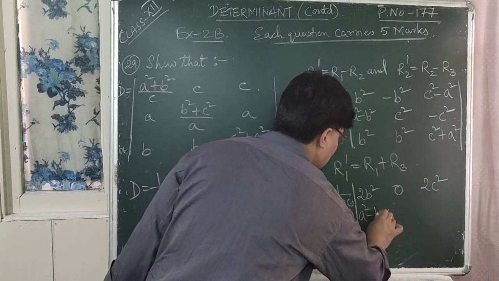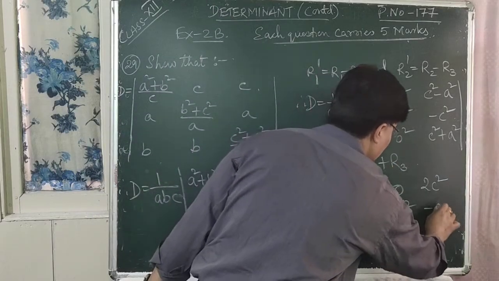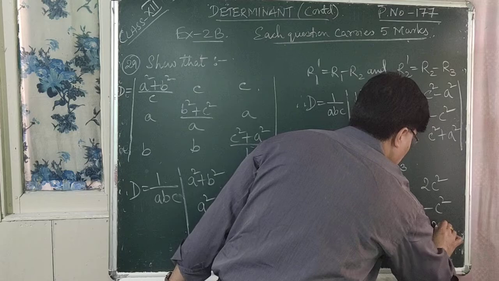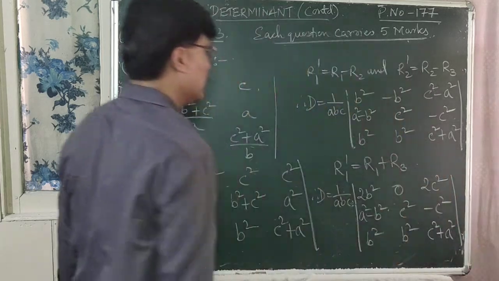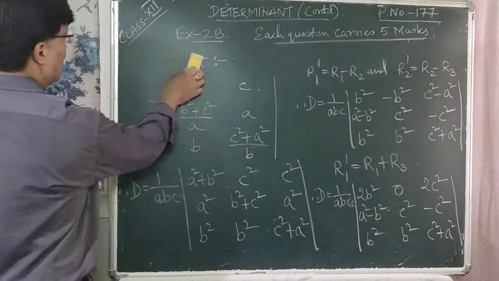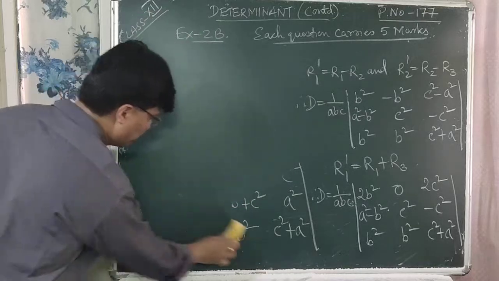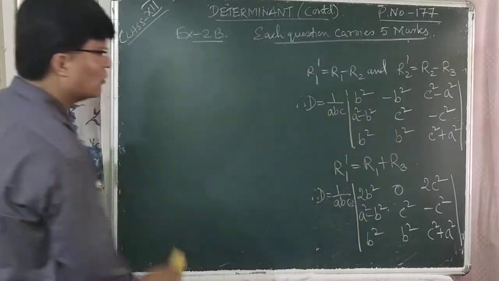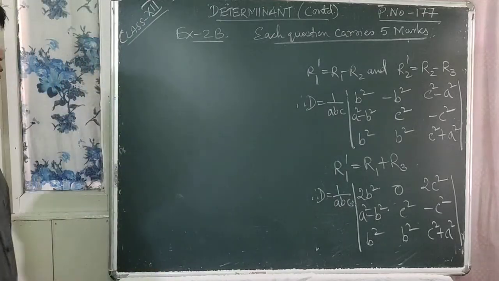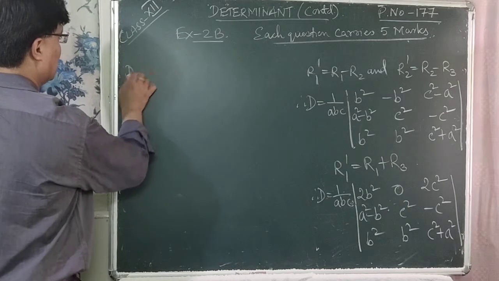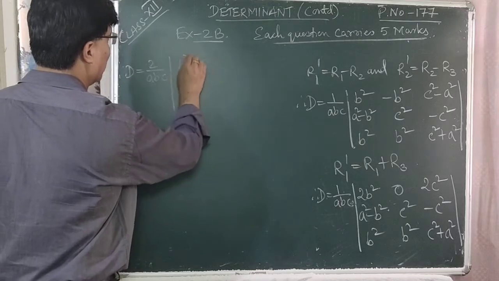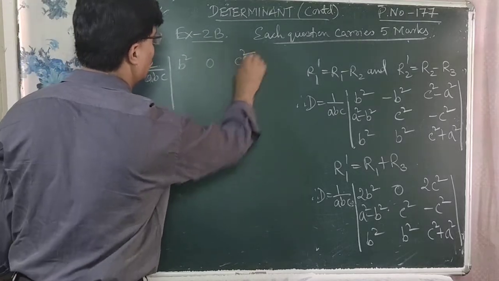So it is A square minus B square. This is C square minus C square. Next, B square, and this is C square plus A square. So this is the new determinant, right? So now what will you do in the next step? Now you can take common from the first row. What is common out there? 2. So let us take it outside. D is equal to 2 upon ABC. What is the first row? B square, 0, then it is C square, right?